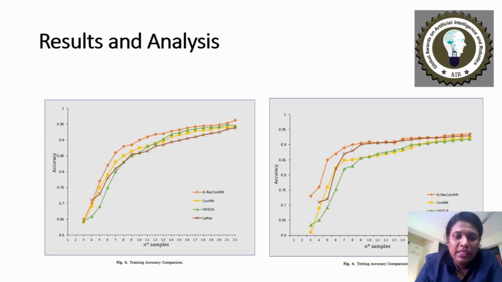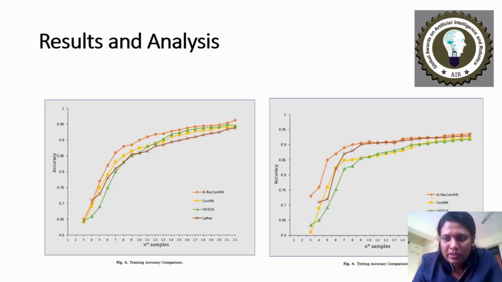The proposed model is compared with the normal convolutional neural network, the VGG16 network, and LeNet, based on training accuracy and testing accuracy. This graph shows the training accuracy comparison between the different models. Here the orange one, the first one, represents our proposed model. From the figure it is clear that the accuracy is high for the proposed model. The second one is the testing accuracy comparison. Here also we can see that the gated recurrent convolutional neural network achieves high testing accuracy compared with the other models.